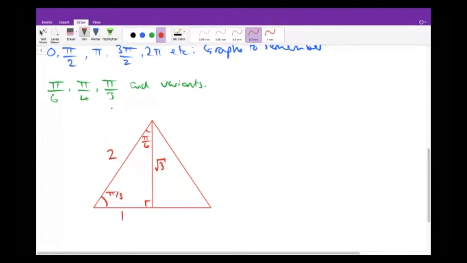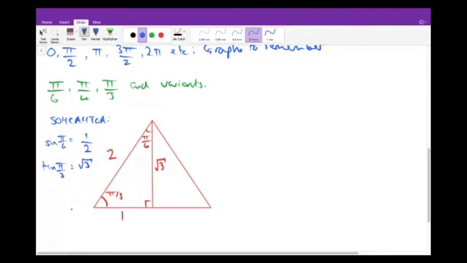So I can use this triangle with SOHCAHTOA to find specific values, okay? So for example, sine of pi by 6 is equal to the opposite side, 1, over the hypotenuse side, 2. Tan of pi by 3 is equal to the opposite side, root 3, over the adjacent side, 1. Okay? So it's really easy once you've remembered this triangle. And again, I would draw this on the front of your paper.